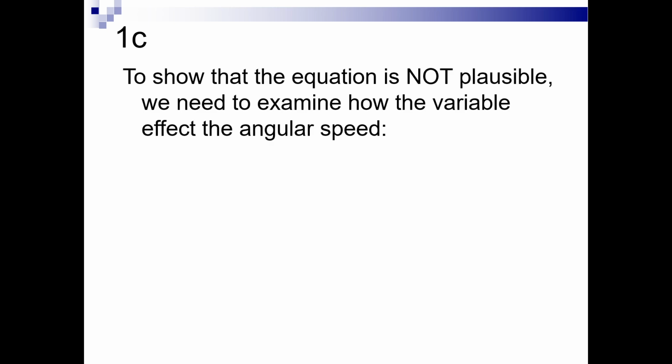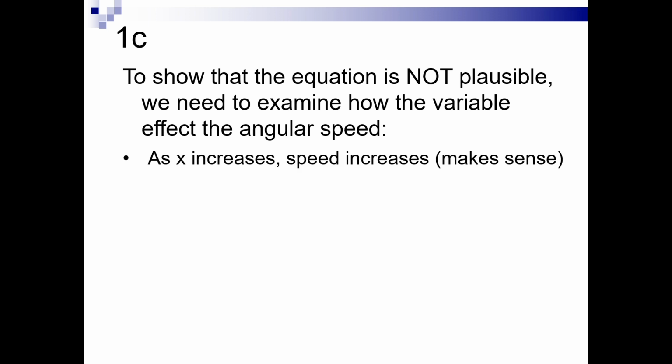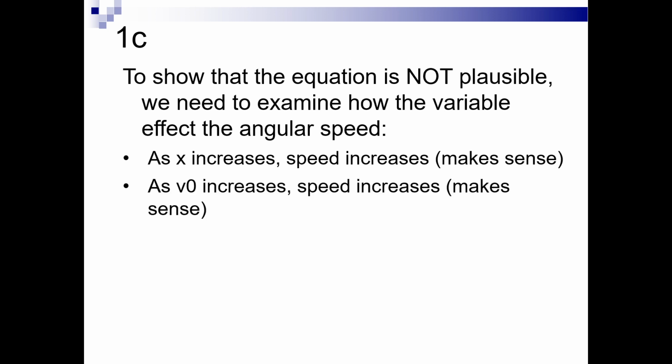Part C is basically what we need to do. So they give you a new equation, and it asks you to see what happens if it's not plausible. For it to be not plausible, we want to imagine what happens to the angular speed when you change these different variables. So in that equation, if x increases, the speed increases, which matches what we expect. As you increase the speed of the disk, the speed of the rod's going to increase, which makes sense. You throw something faster, you're going to cause more rotation.